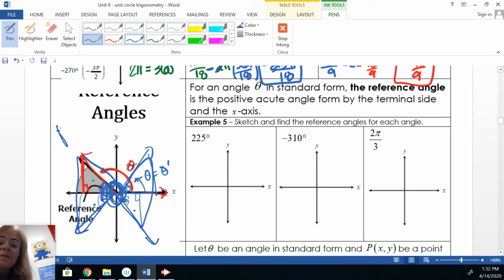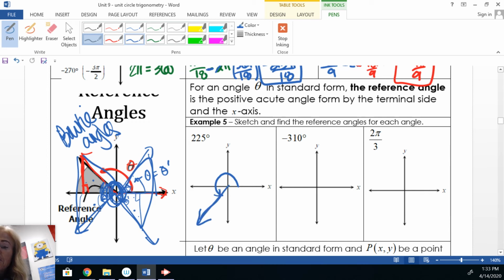So reference angles I call bow tie angles because they always are one of these 4 angles in the 4 quadrants that tie to the x-axis, and together, if you have one in each quadrant, you end up with the bow tie angles. All right, so what we would do is we would draw the 225 degrees, the angle in question, to find the reference angle. So 225 degrees is 180 plus 45 more degrees.